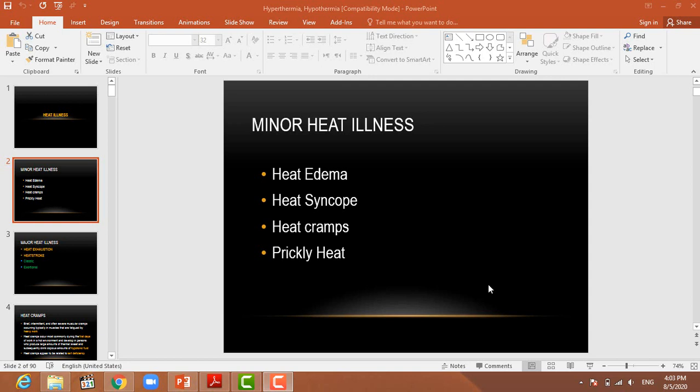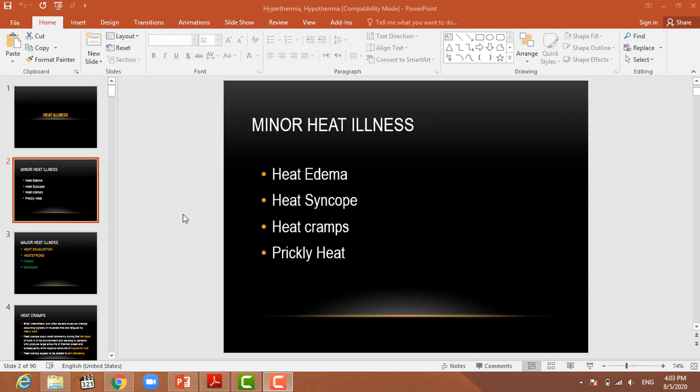Then we'll move to prickly heat. This is simply when the sweat accumulates under the skin, then blister-type rashes appear over the skin. Whenever the sweat is not able to move out of the body, this leads to prickly heat, which is simply known as garmi dane. That is prickly heat.